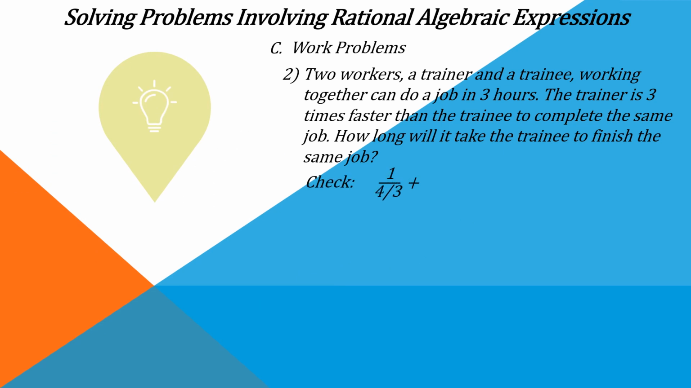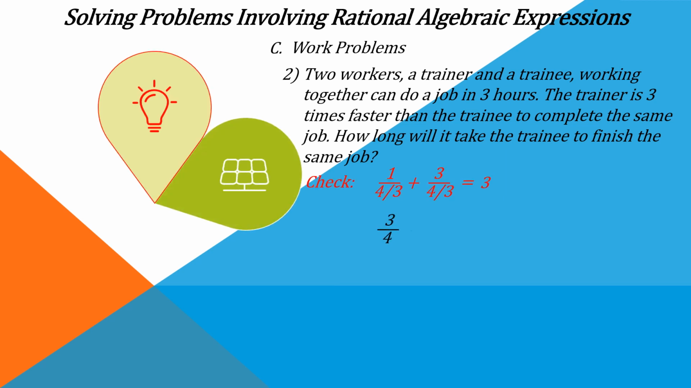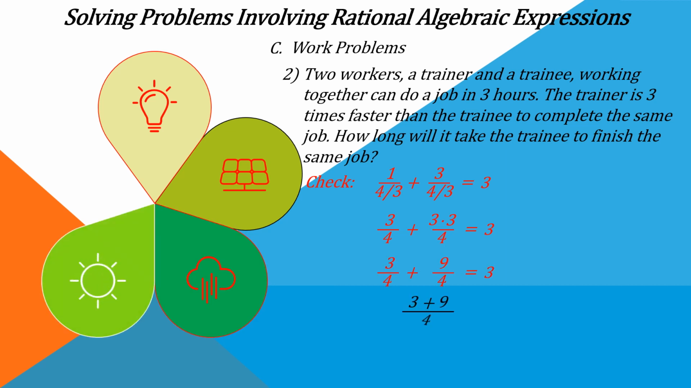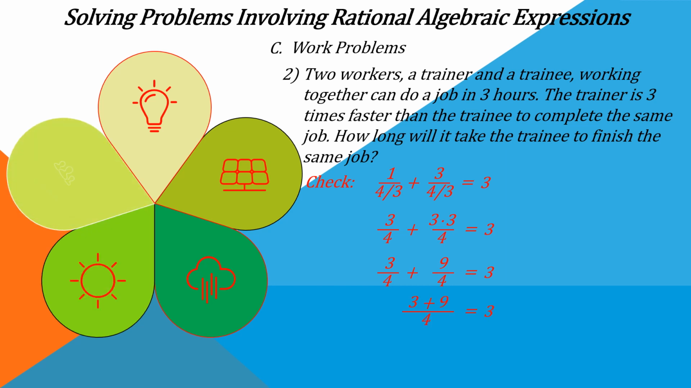So, check. If 1 over 4/3 plus 3 over 4/3 is equal to 3 hours, we have 3 over 4 plus 3 multiplied by 3 over 4 is equal to 3. And we have 3 over 4 plus 9 over 4 is equal to 3. And 3 plus 9 over 4 is equal to 3. And 12 over 4 is equal to 3. Or simply 3 is equal to 3. Therefore, the trainee will finish the job in 4 over 3 hours. Therefore, our answer is correct.